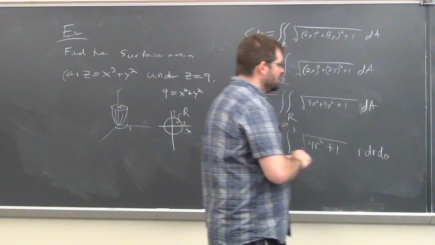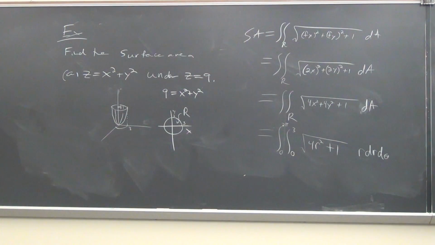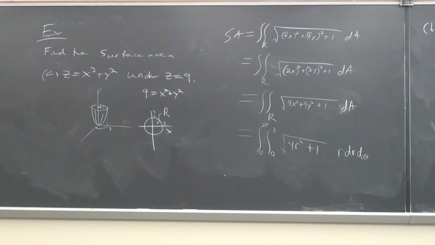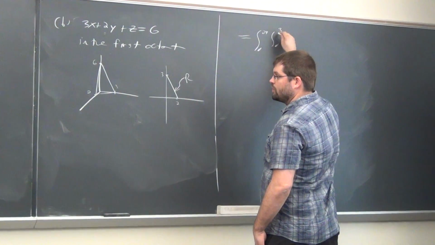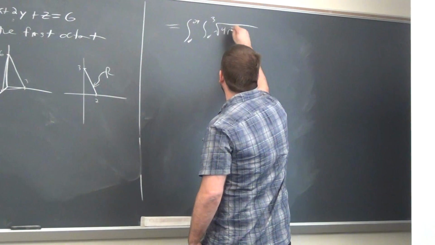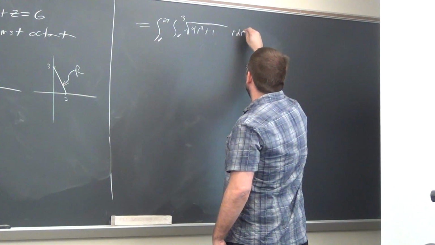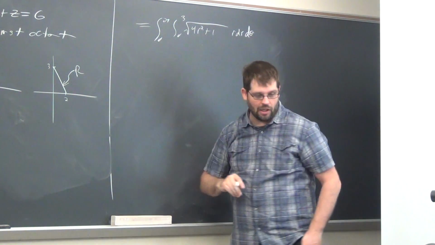All right. I guess I underestimated how much space this would take. Okay. So I'm going to leave this one up here, but I'm going to solve the rest of this over here. So we have the double integral from 0 to 2 pi, 0 to 3, square root of 4r squared plus 1 r dr d theta. All right, so how do you integrate that?